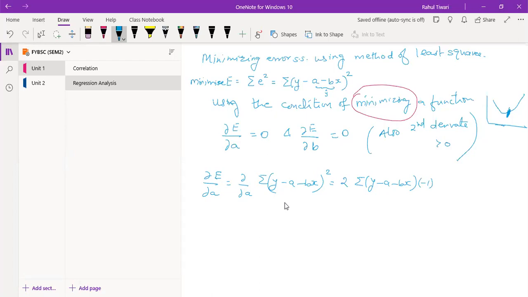Equate with 0. Similarly, you can simplify this. What will we get? Minus 2 minus 1 goes away because it is 0. Summation of (y minus a minus bx) is equal to 0. What do we get if you just open the brackets? Summation of y, summation of a becomes n a, plus b times summation of x equated to 0. This implies that summation of y is equal to n a plus b times summation of x. Say this is equation number 1.